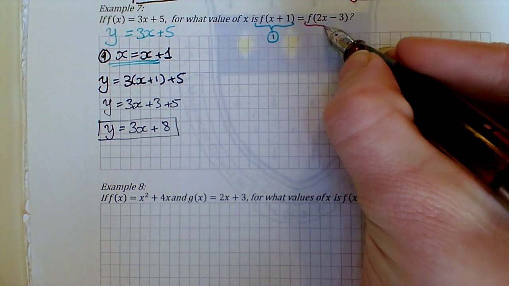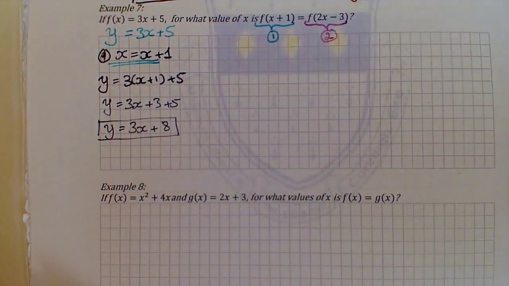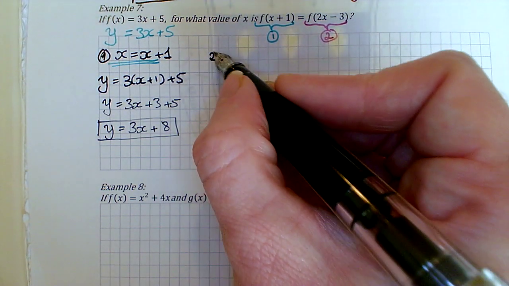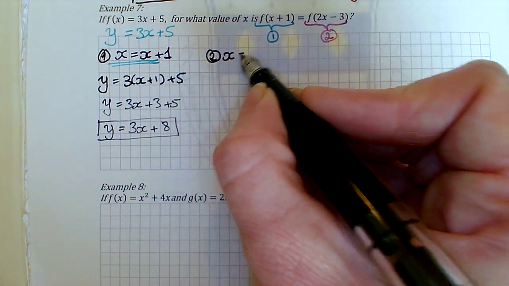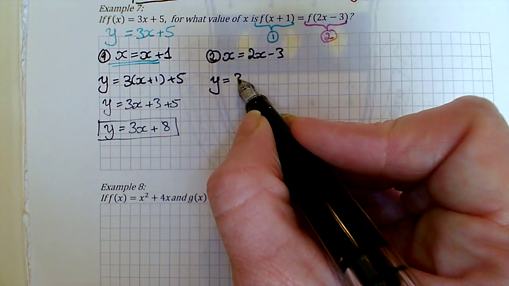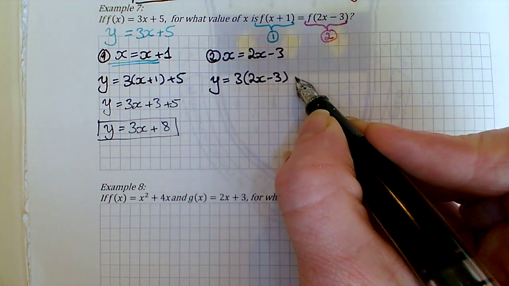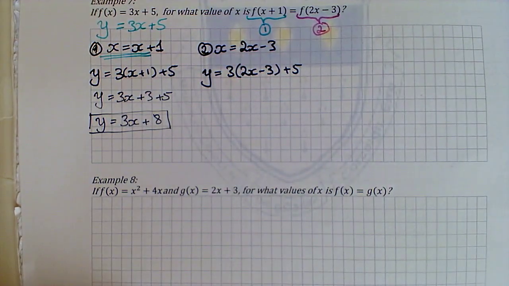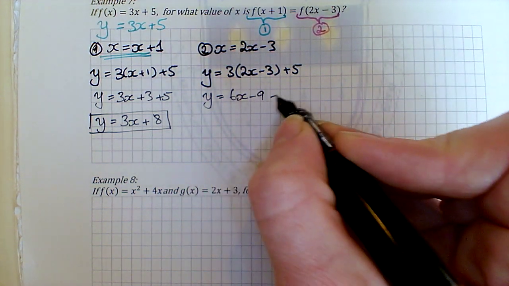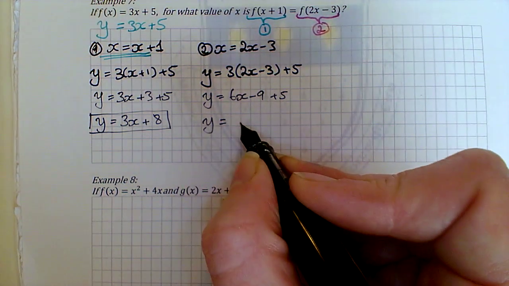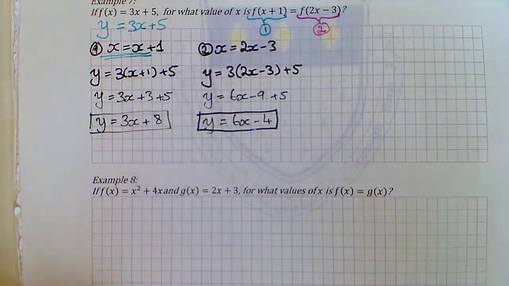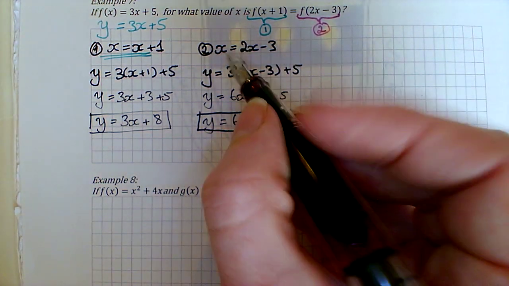The second piece of information is this, and they're equal to each other, so they're both equal to y. So the second piece of information is that x is replaced with 2x minus 3. So into my formula, I'm replacing: y equals 3 bracket 2x minus 3 plus 5. I multiply out. So y is equal to 6x minus 9 plus 5, or y is equal to 6x minus 4. Okay, so that's the second piece of information.